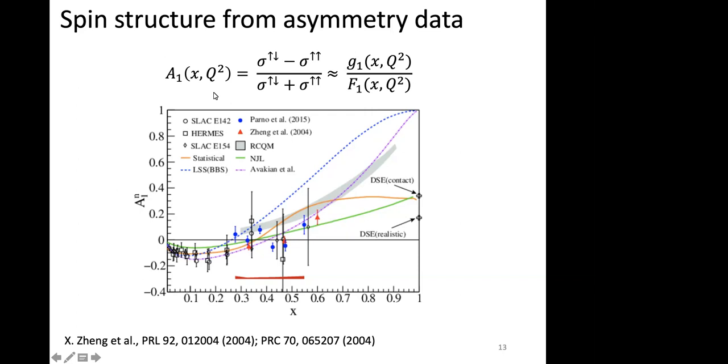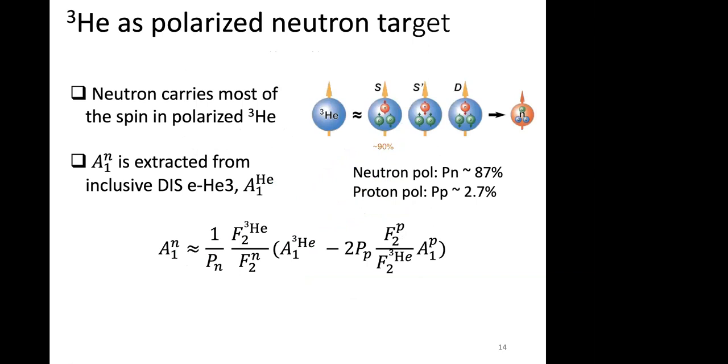So this plot is showing the world data we have so far from fixed target measurements on A1n. Traditionally, when we want to study the neutron spin structure, the helium-3 target is the preferred target. The reason is that for polarized helium-3, almost 90% of the polarization of the nucleus comes from this single neutron. So polarized helium-3 can be used as an effective polarized neutron target in fixed target measurements.